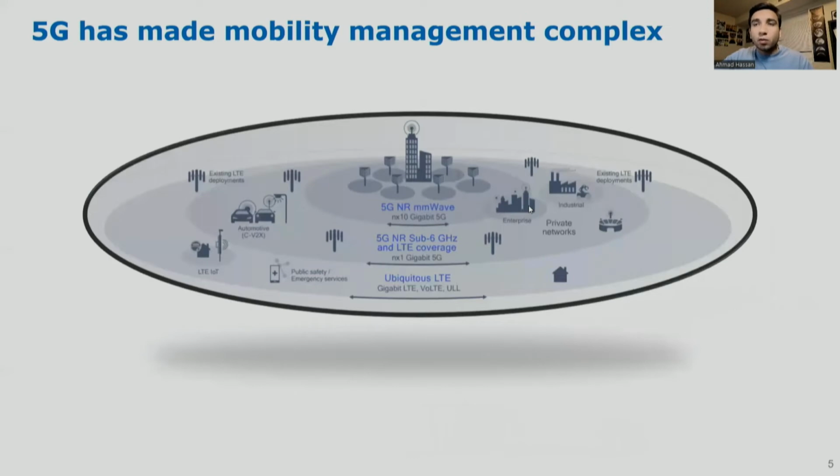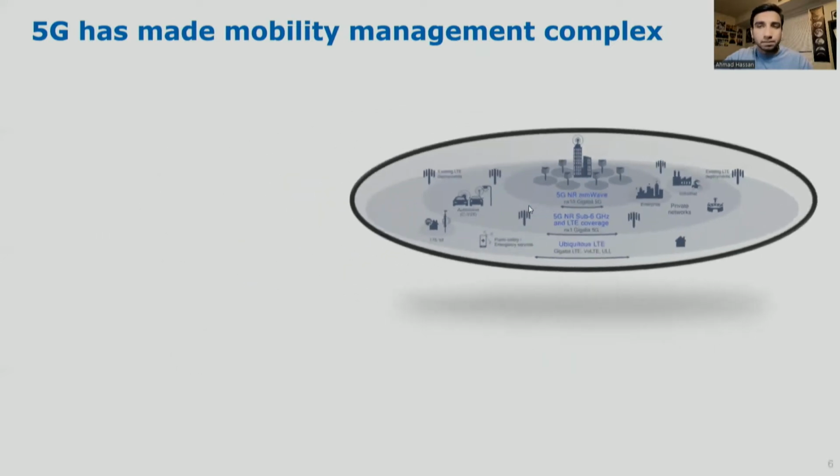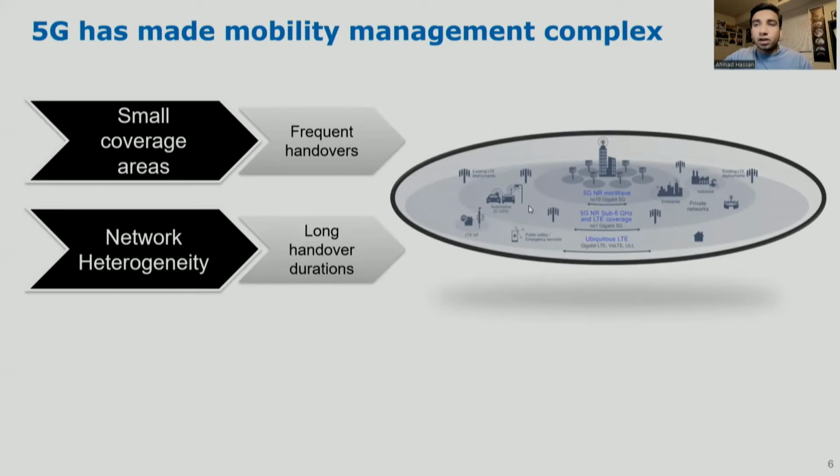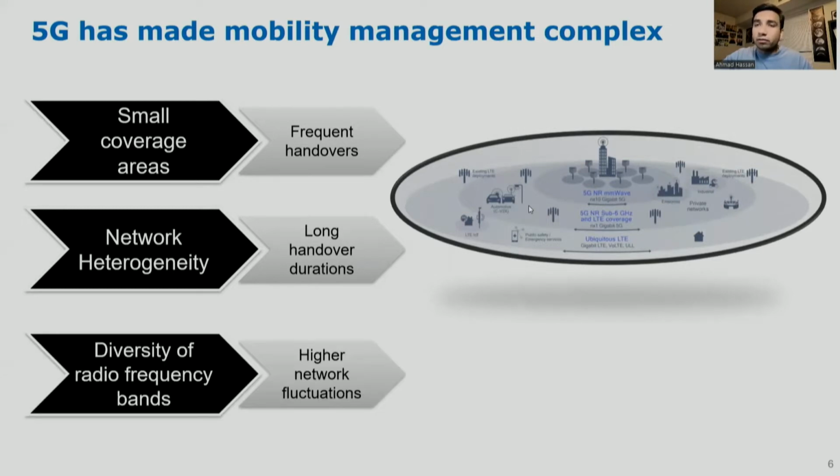So the question is, why is it important to study 5G mobility management? One reason is that 5G has made mobility management much more complex than previous generations of cellular technology. For example, the small coverage of 5G base stations results in frequent handovers. Additionally, current radio network deployments are very diverse. For example, carriers are using 4G and 5G at the same time. And within 5G, we have standalone (SA) and non-standalone (NSA) architectures, which lead to long handover durations. Finally, the diversity of radio frequency bands in 5G leads to frequent network fluctuations, which has a cascading impact on application performance.